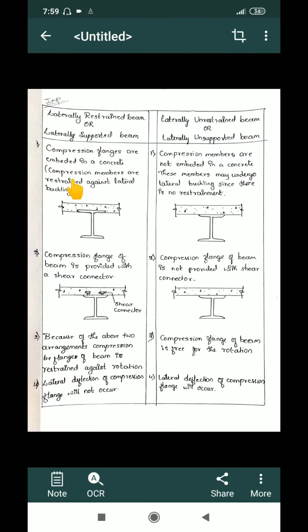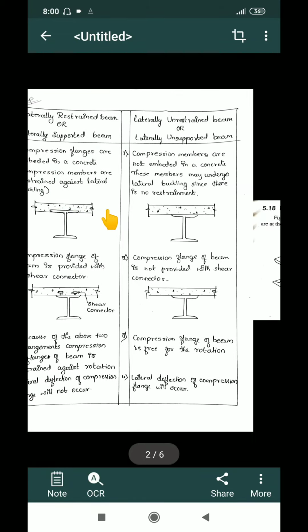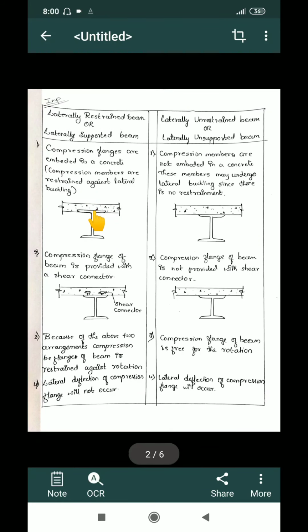Here, lateral restraint can be provided by embedding the compression flange into the concrete. If I have a floor slab and I am providing a universal beam I section, the compression component of the universal beam can be embedded into the concrete. So when I apply the load, because of this embedment, the I section is not allowed to buckle in a lateral direction.